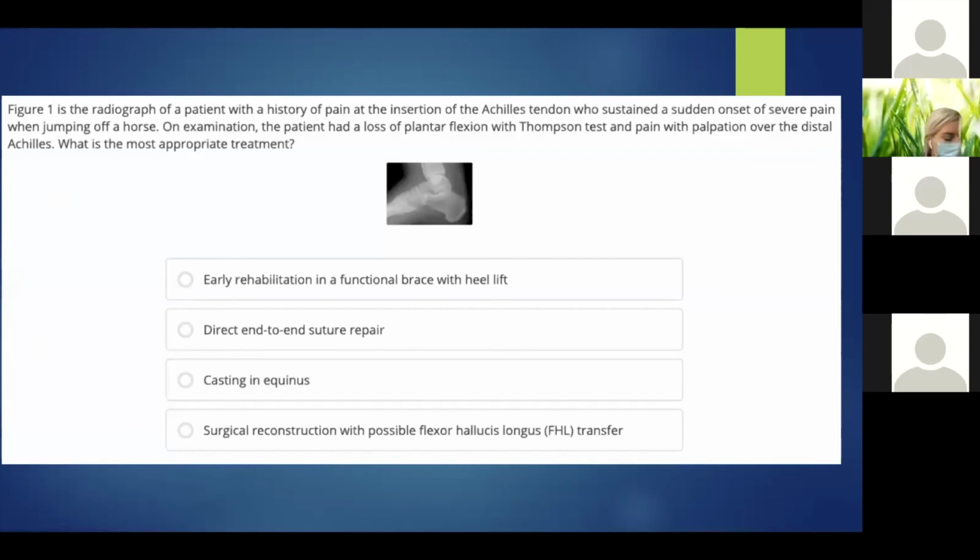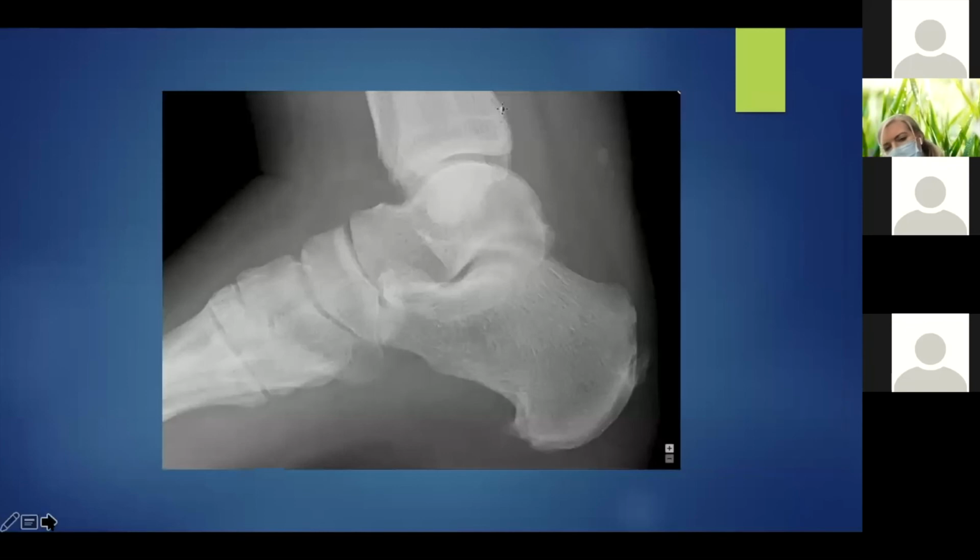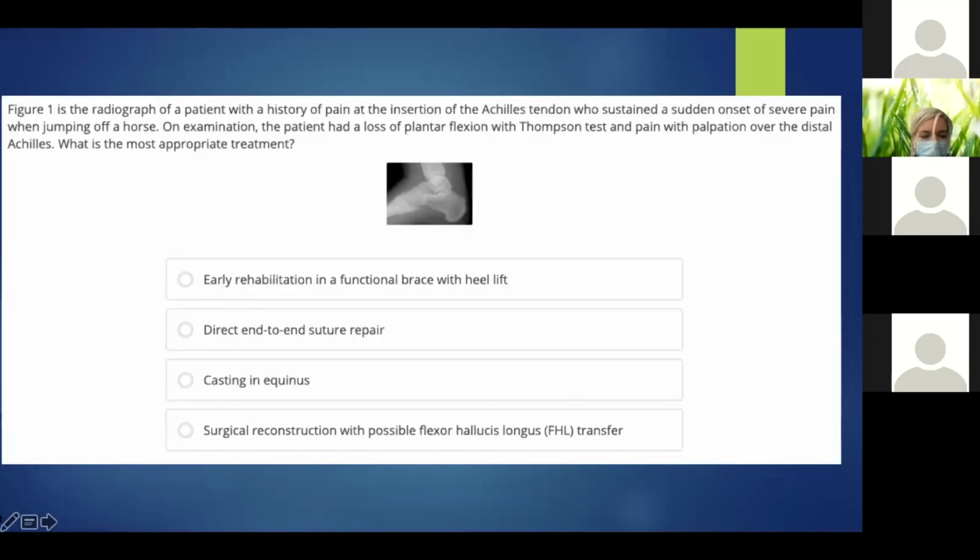So figure 1 is a radiograph of a patient with a history of pain at the insertion of the Achilles tendon who sustained a sudden onset of severe pain when jumping off a horse. On examination, the patient has lost plantar flexion with Thompson's test and pain with palpation of the distal Achilles. What's the most appropriate treatment? So it sounds like concern for an insertional Achilles tendon avulsion. So we're going to be doing surgery in this case. Right, those don't heal with non-operative measures like our other Achilles. So the only surgical option is D.